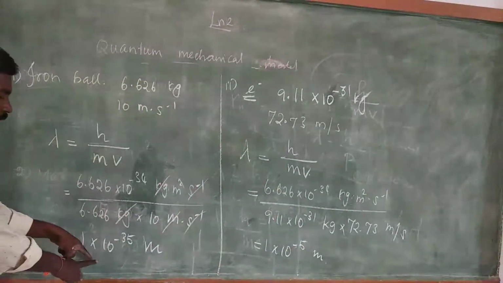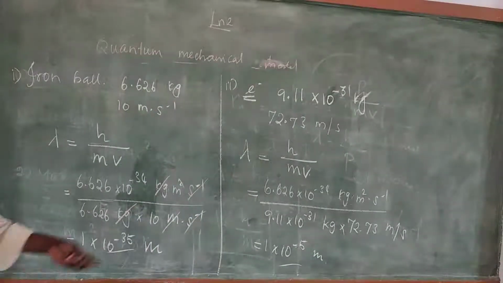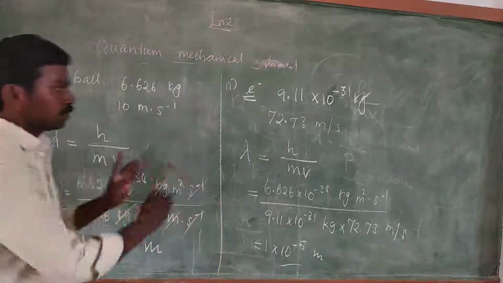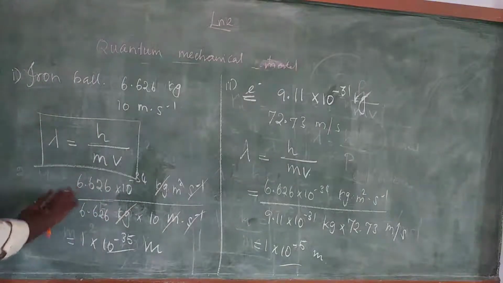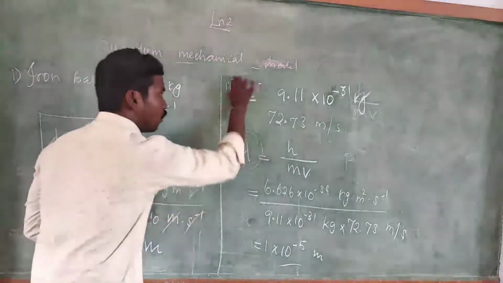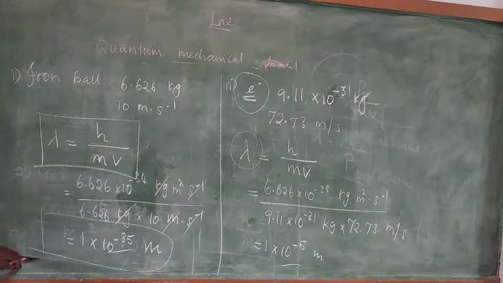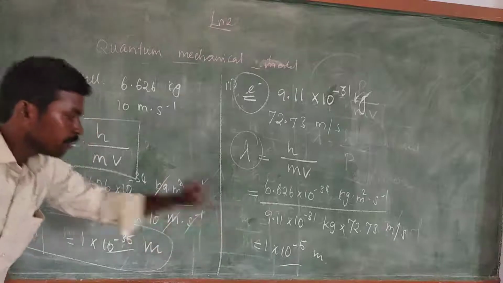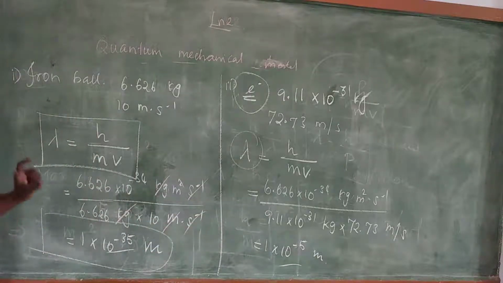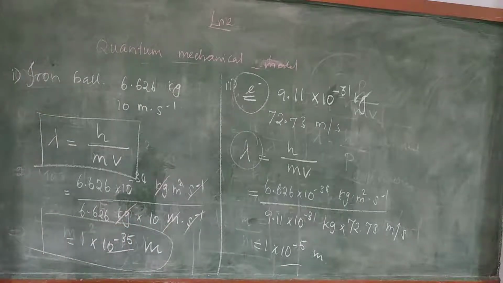It is somewhat larger than this one. Here 10 to the power minus 35, but here 10 to the power minus 5 only. This value we can study. So from this, what we are going to conclude is this de Broglie equation is helpful for finding out the wavelength of microscopic particles like electrons, and it will not be applicable for macroscopic particles like the iron ball. The de Broglie relation is applicable only for microscopic particles. It is not applicable for macroscopic. For macroscopic particles, the wavelength will be very small, so it can't be studied. So this is the application of the de Broglie equation.